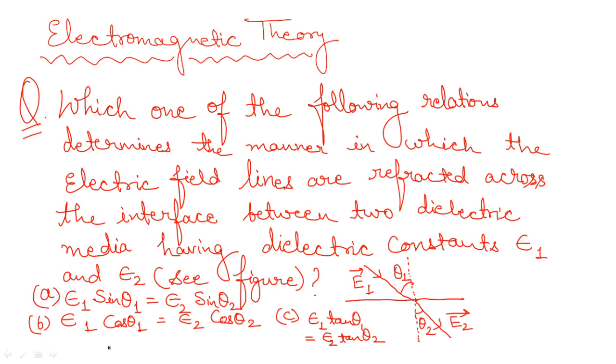Option D is epsilon 1 cot theta 1 equal to epsilon 2 cot theta 2. Okay, that's what we are having here. Next thing. Which one of the following relations determines the manner in which the electric field lines are refracted across the interface between two dielectric media having dielectric constants epsilon 1 and epsilon 2?